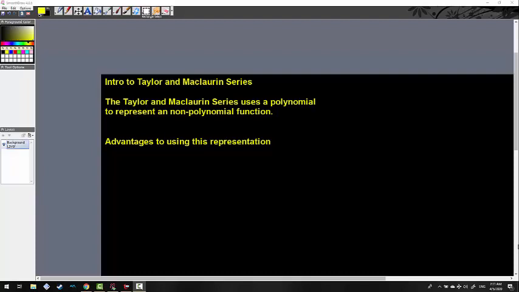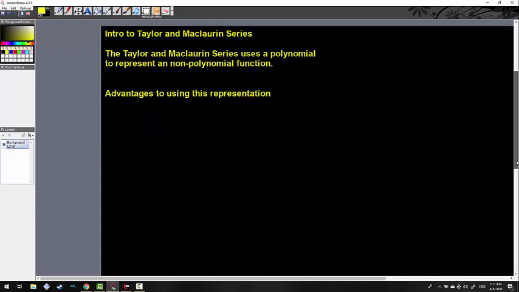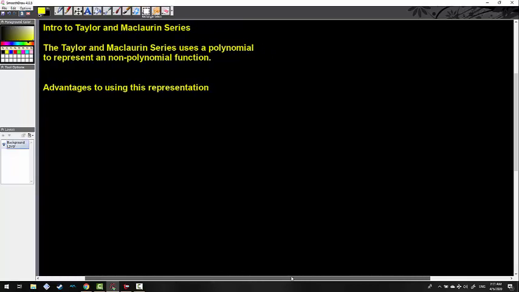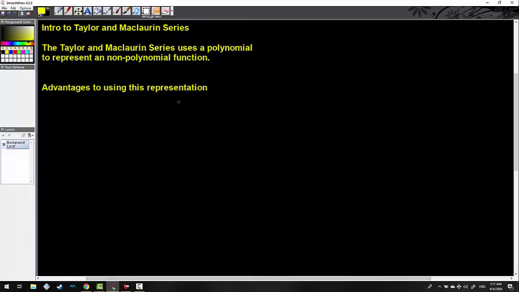Today we will be rolling out the introduction to the Taylor and the Maclaurin series. And this is basically the culmination of all of our sequences and series. Like, the reason why we were learning all of the sequences and series is so that we could eventually apply it to this idea. Now, if you need to pause for a second to write this in your notes, go for it. It basically tells us here the Taylor and Maclaurin series uses a polynomial to represent a non-polynomial function.